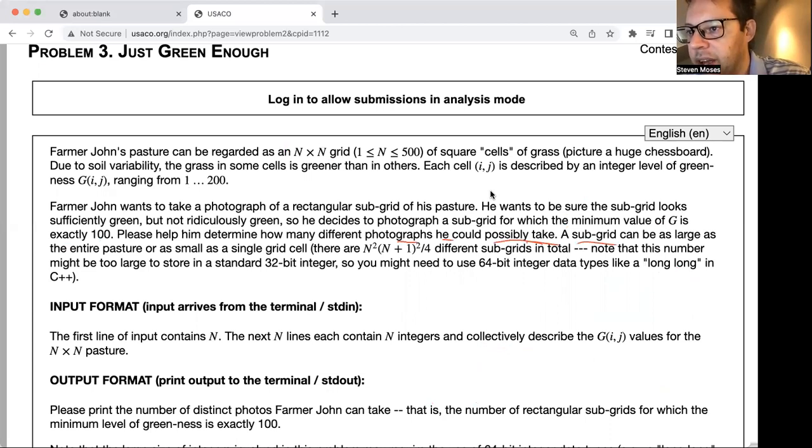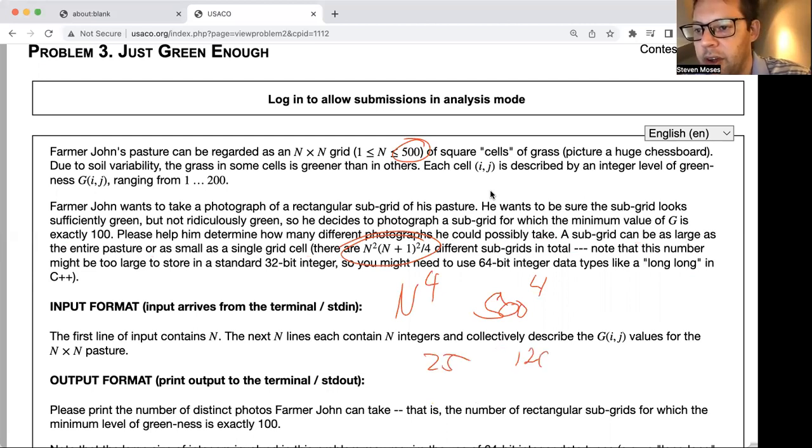A subgrid can be as large as the entire pasture or as small as a single grid cell. So it could be just exactly 1 by 1. There are n squared times n plus 1 quantity squared over 4 different subgrids in total. This is a huge red flag right here. This n squared times (n plus 1) squared, that's basically n to the 4th. Since n is 500, we potentially have 500 to the 4th subgrids, which is, what is that?